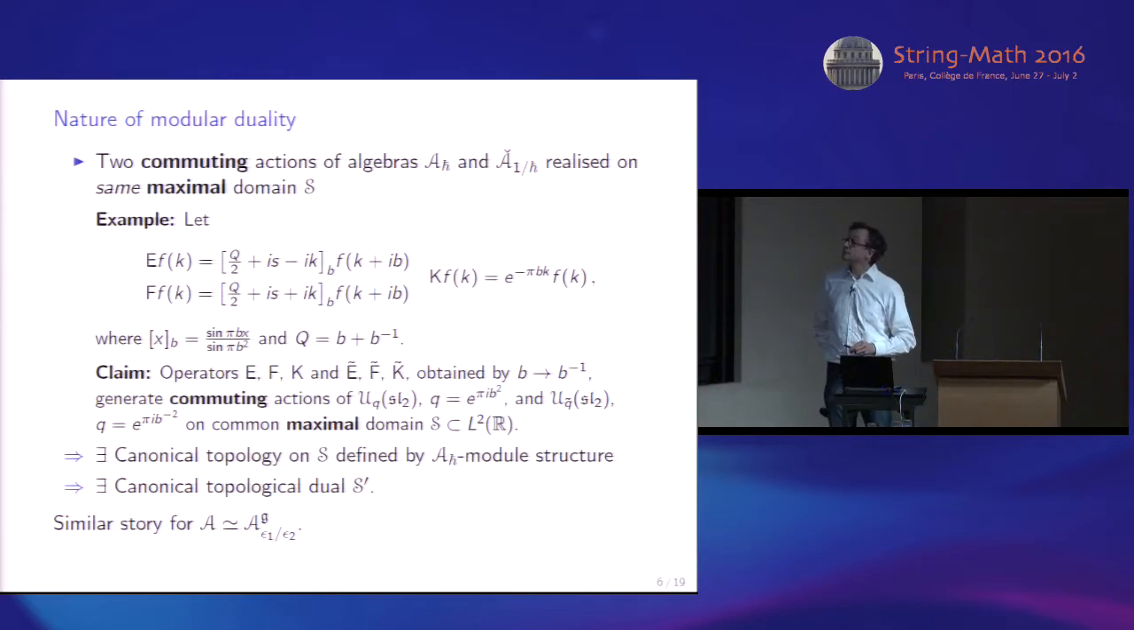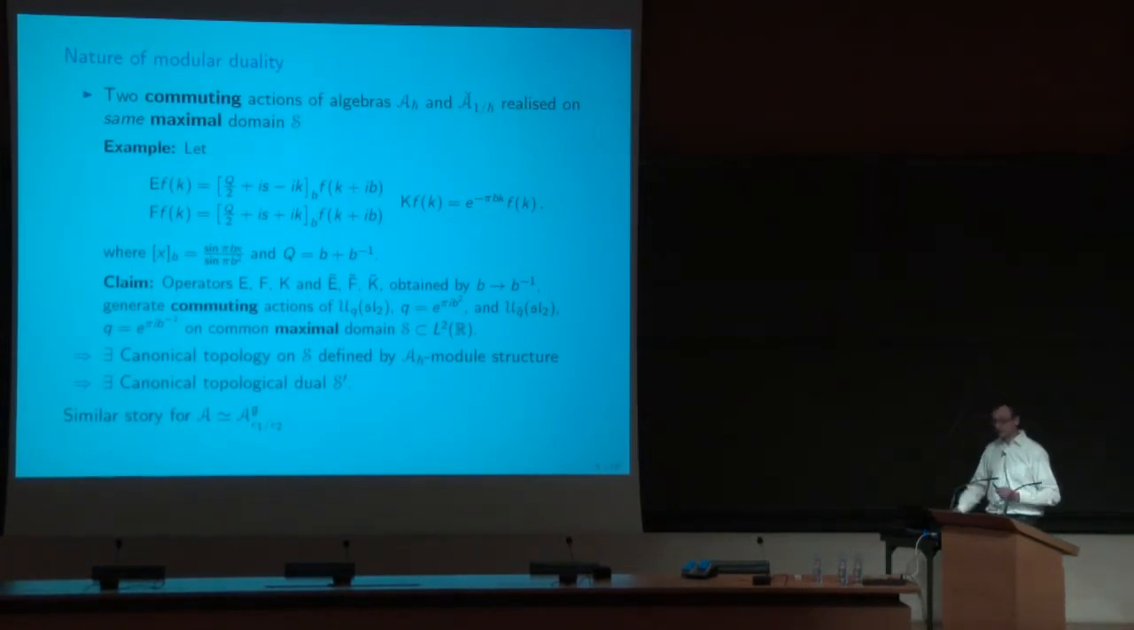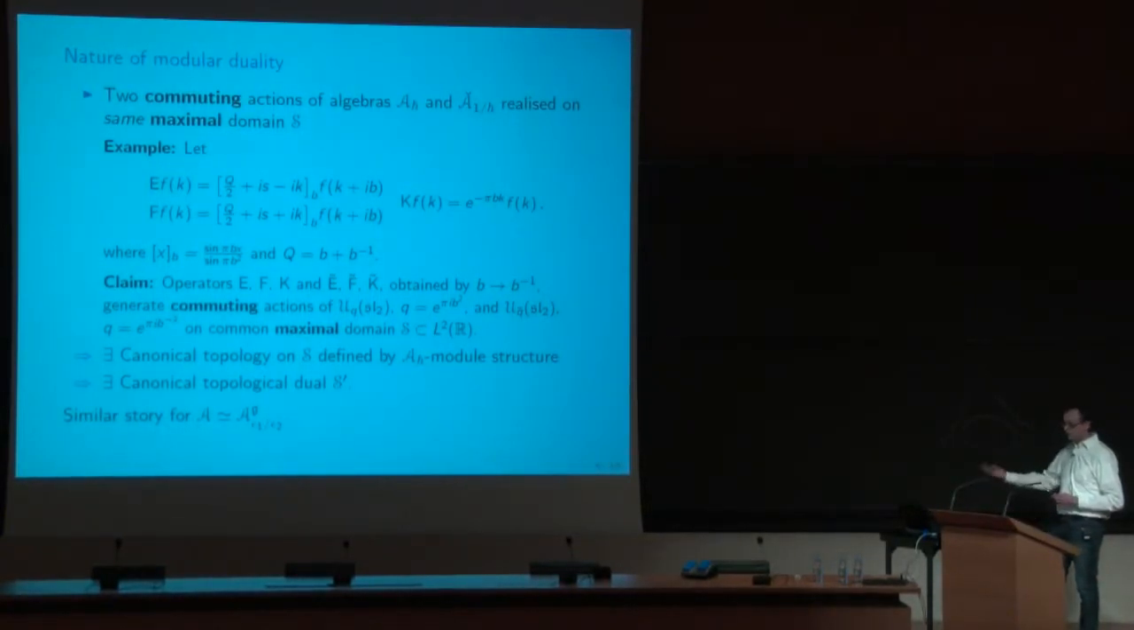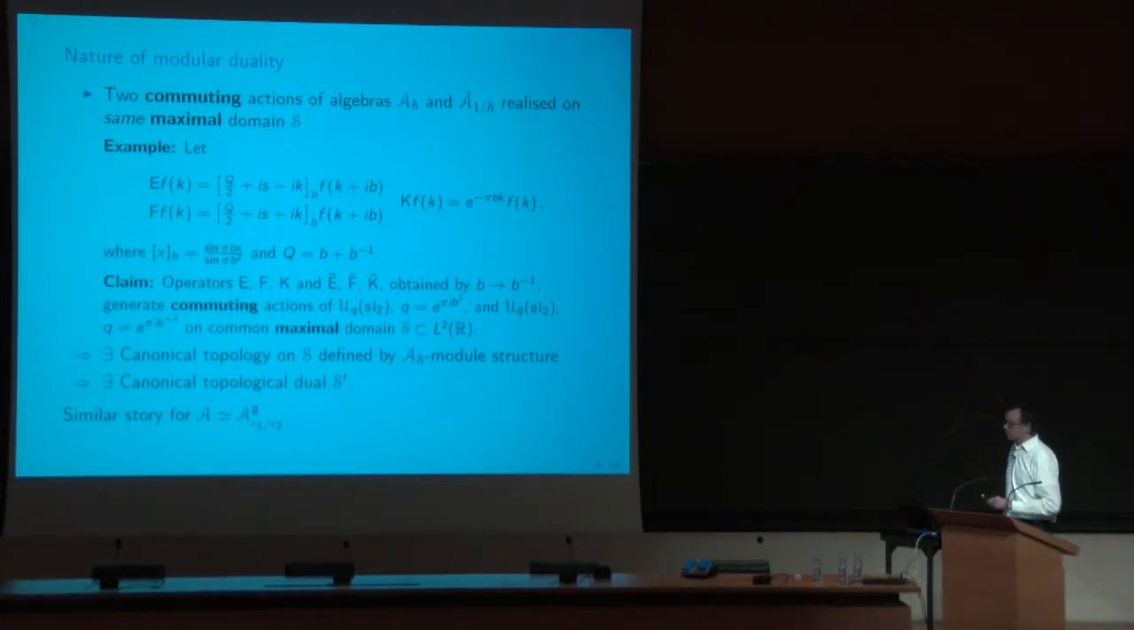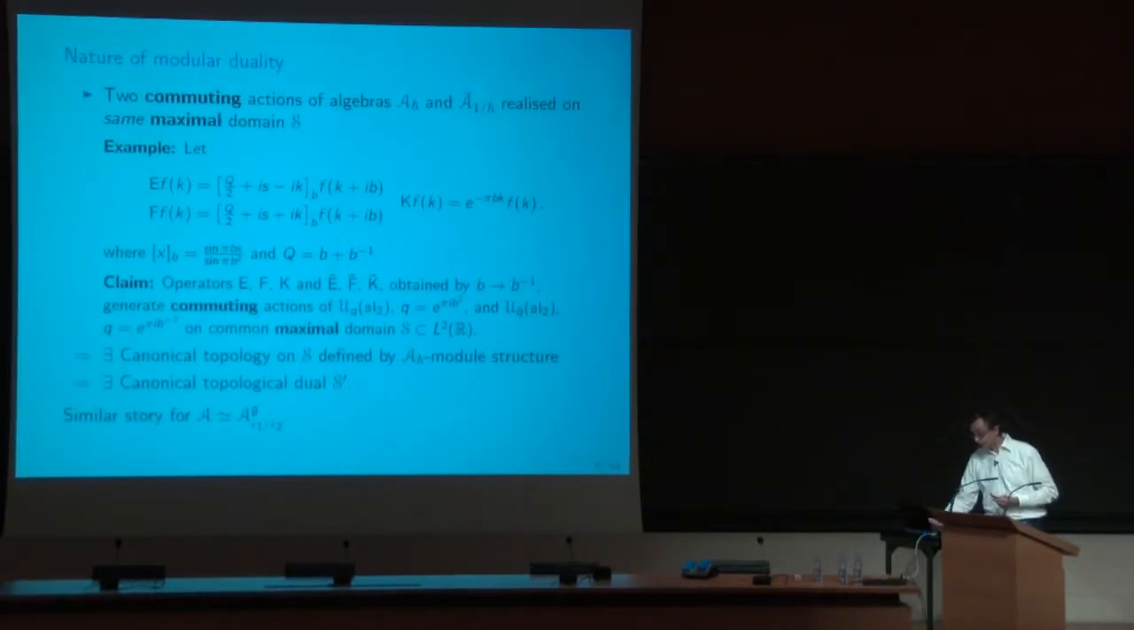So let me just stress that really the key point to my mind is that you have two commuting actions of algebras A and A-check with inverted parameters. Commuting is important, but what is also important is that they're realized on the same maximal domain, that there is a basically canonical maximal domain on which you can define these actions, and that then both the algebra A and A-check are defined on it and do commute on this maximal domain. That is the case, for example, for a quantum group example here, which I shall skip, and the action of these algebras A_G and A_G-check, the case for the level conformal blocks.